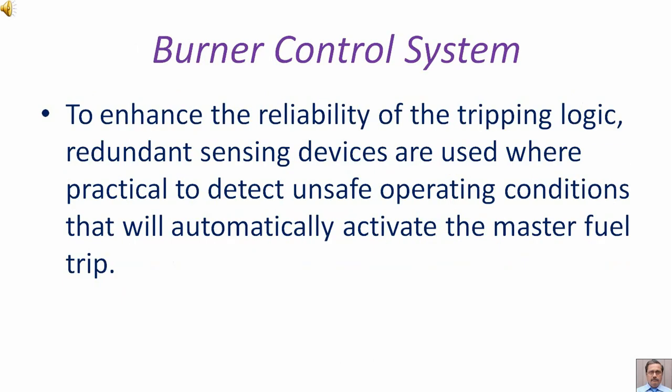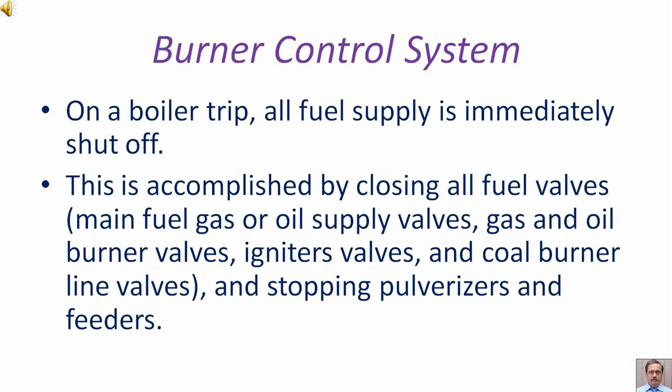To enhance the reliability of the tripping logic, redundant sensing devices are used where practical to detect unsafe operating conditions that will automatically activate the master fuel trip. On a boiler trip, all fuel supply is immediately shut off. This is accomplished by closing all fuel valves, main fuel gas or oil supply valves, gas and oil burner valves, igniter valves and coal burner line valves, and stopping pulverizers and feeders.